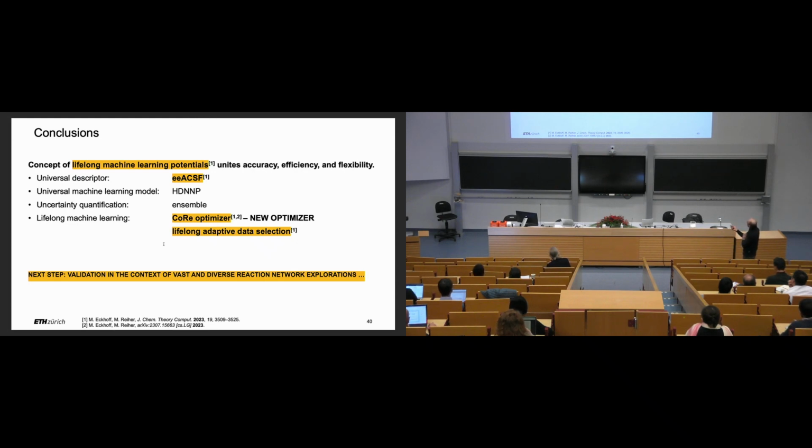The conclusions are that this concept of lifelong machine learning potentials actually unites accuracy, efficiency, and flexibility. For that, we introduced a more universal descriptor that was based on these ACSFs by Behler, and we call them element-embracing ACSFs. The machine learning potential was a neural network potential, and certainly uncertainty quantification we do by analyzing the ensemble. And for the optimization, we had to come up with a new optimizer, which we call the co-optimizer.